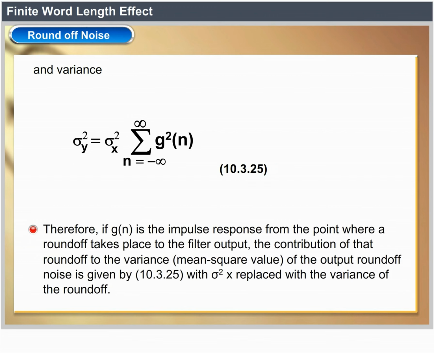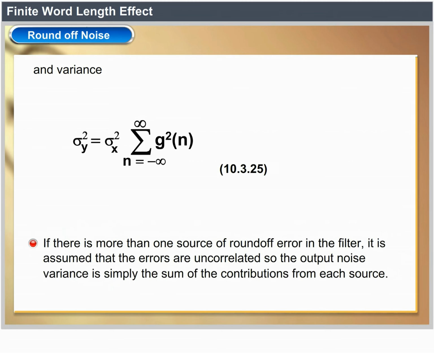Therefore, if g of n is the impulse response from the point where a round off takes place to the filter output, the contribution of that round off to the variance (mean square value) of the output round off noise is given by 10.3.25, with the sigma square x replaced with the variance of the round off. If there is more than one source of round off error in the filter, it is assumed that the errors are uncorrelated, so the output noise variance is simply the sum of the contributions from each source.